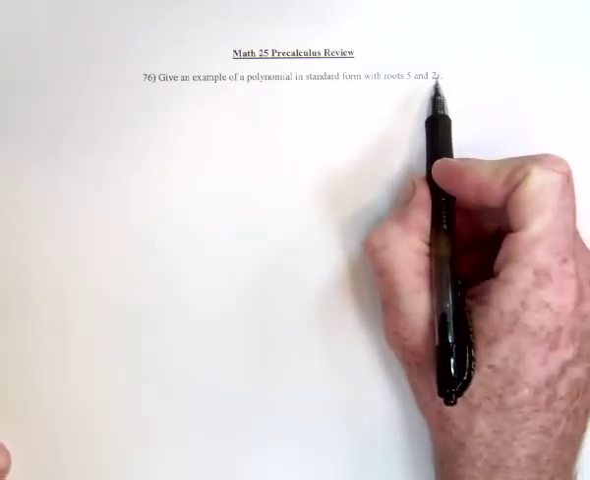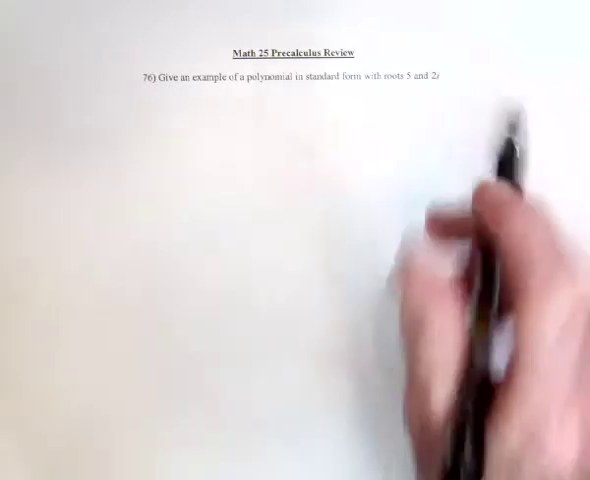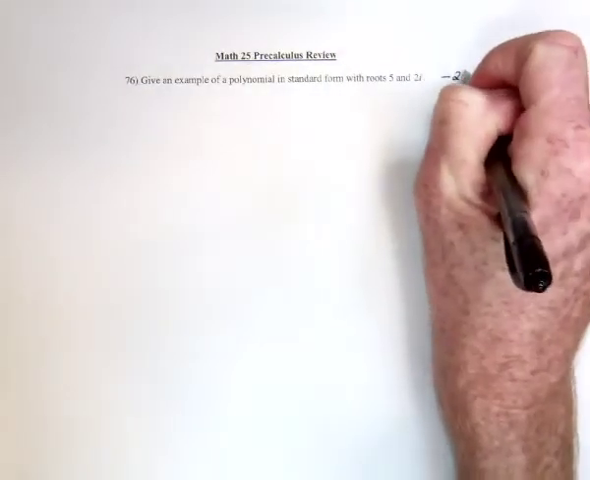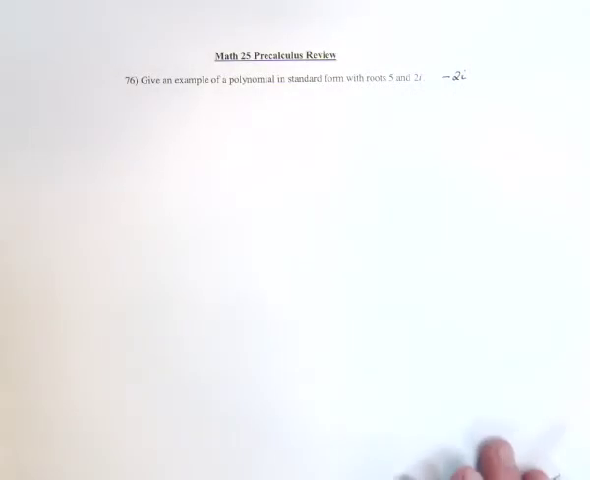Give an example of a polynomial in standard form with roots 5 and 2i. Well, as soon as the imaginary number 2i is given as a root, then we automatically know that negative 2i also has to be a root. Imaginary roots always come in pairs.